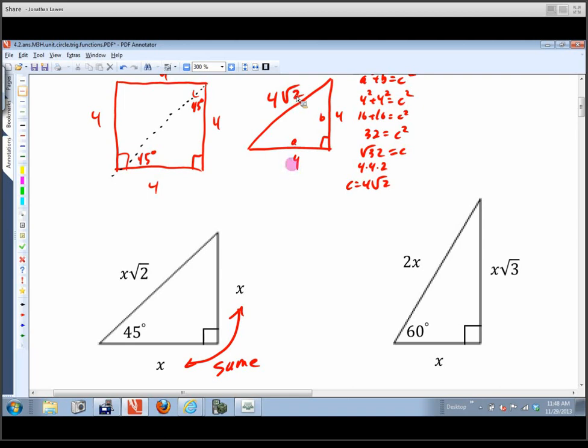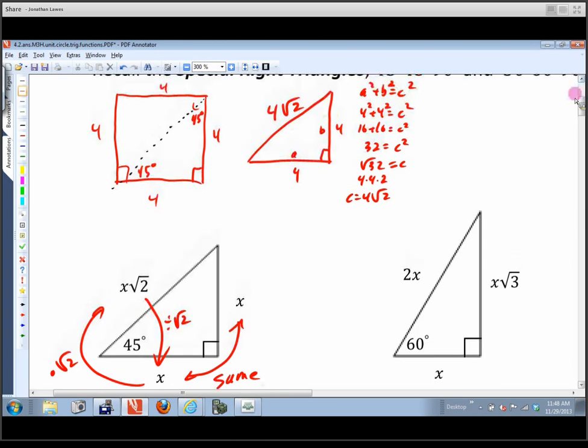So whatever this leg is, you times it by radical 2 to get to this side right here. So we're going to times by radical 2. And if you've got the hypotenuse and you're trying to find the leg, if you're going the other direction, well, if you times by radical 2 to go in this direction, you're going to divide by radical 2 to go in this direction. So 45, 45, 90s are relatively simple, and they're really nice.